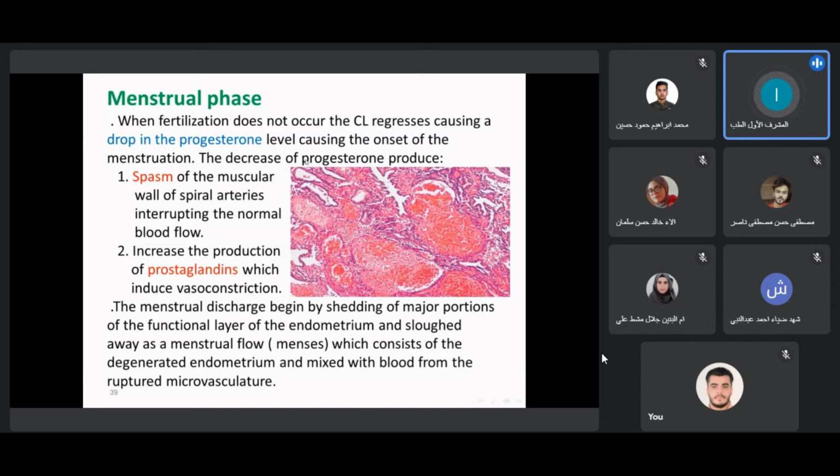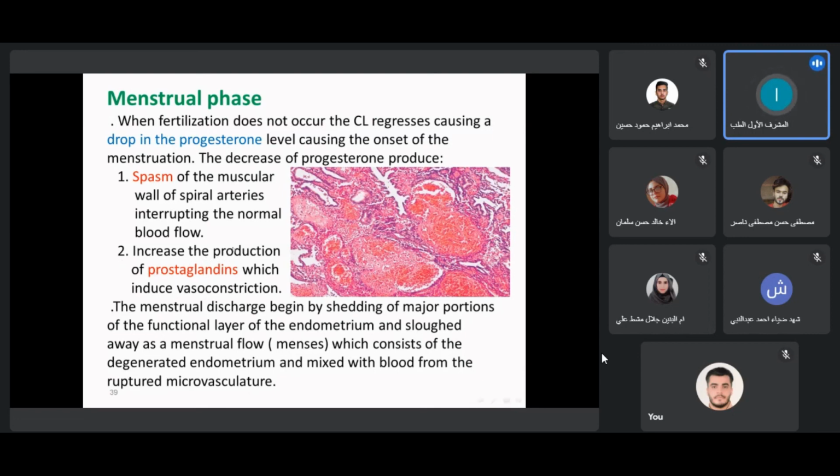The reduction in progesterone produces two effects. First, the spasm of the muscular wall of the spiral arteries, and this will reduce the blood flow into the functional layer. Reduction in blood flow will cause ischemia, hypoxia, and can cause cell death and shedding.